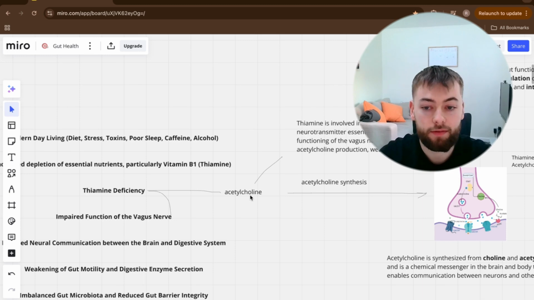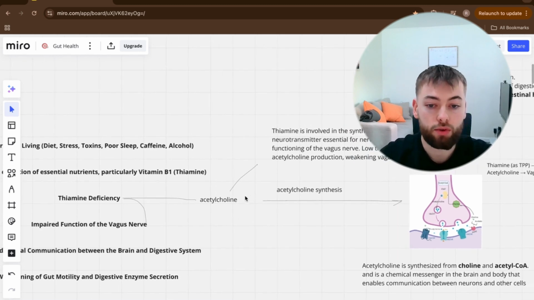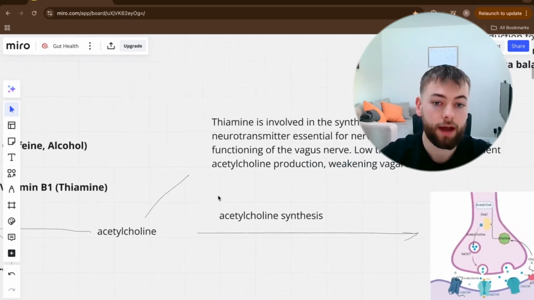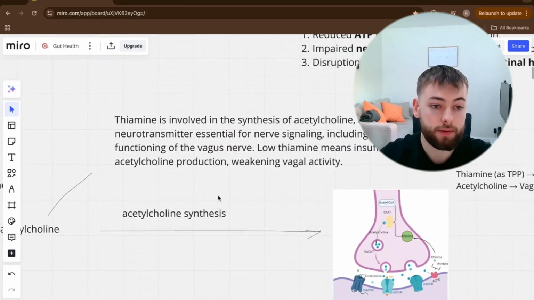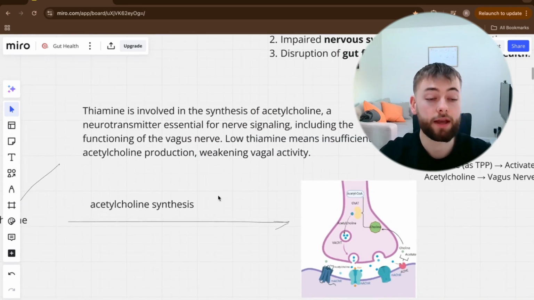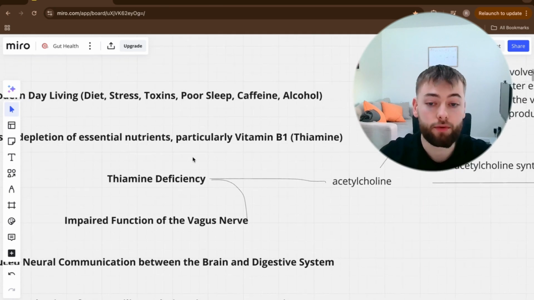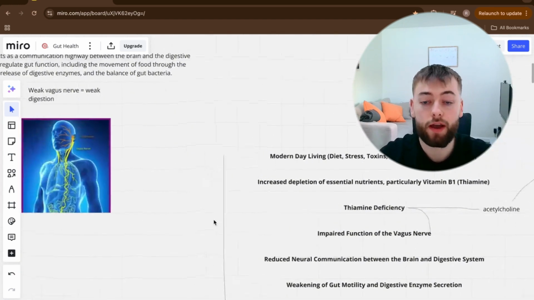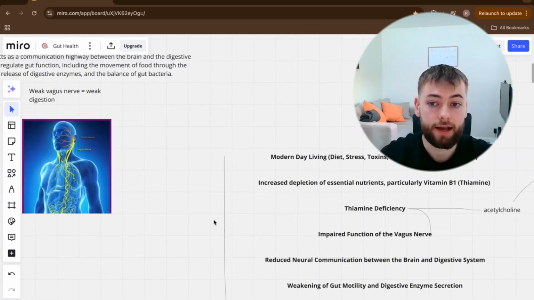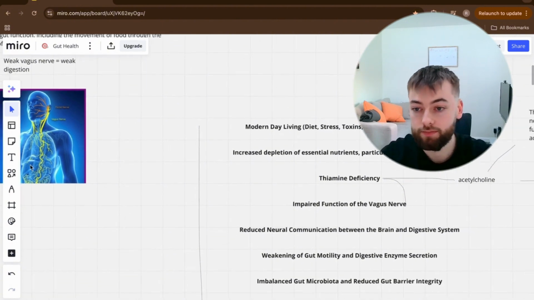But just on a baseline level, you need thiamine to produce acetylcholine. Now, acetylcholine is the main neurotransmitter involved in nerve signaling. So again, between brain and our gut health. And it is involved with the functioning of the vagus nerve. So essentially, on a very basic level, we need thiamine to produce acetylcholine to have good vagus nerve health. And of course, vagus nerve is what controls our digestion. And as I mentioned before, when we have weak vagus nerve, we have weak digestion.